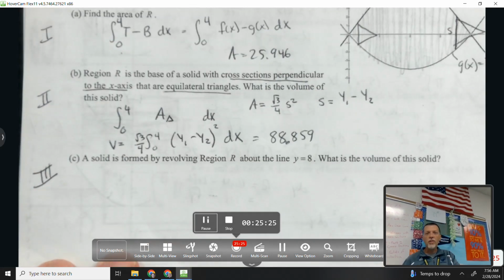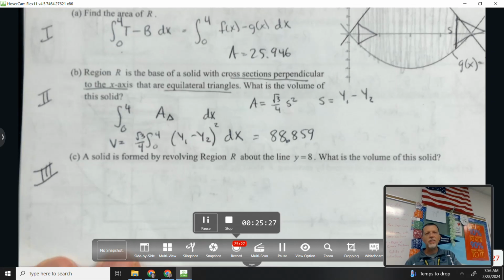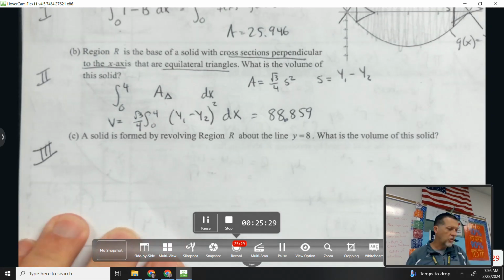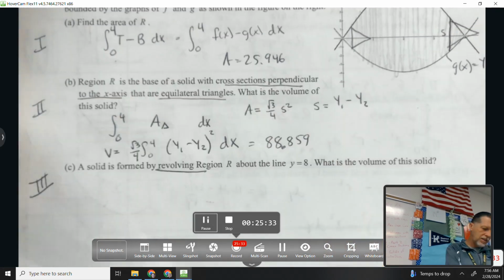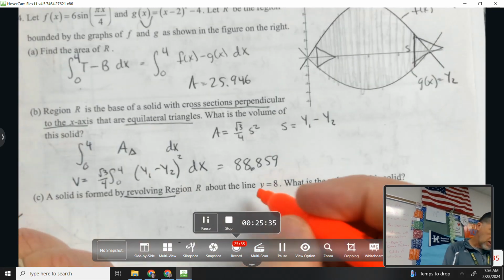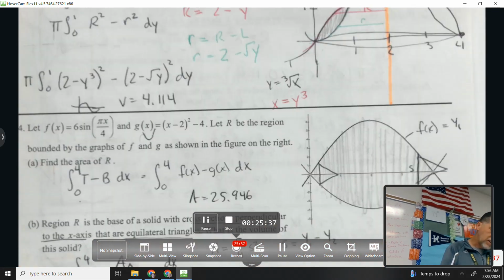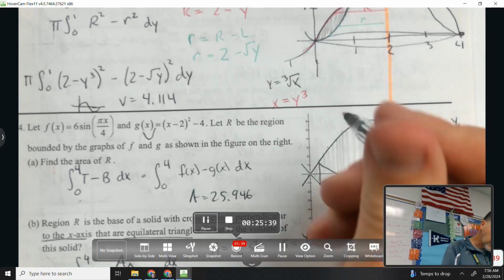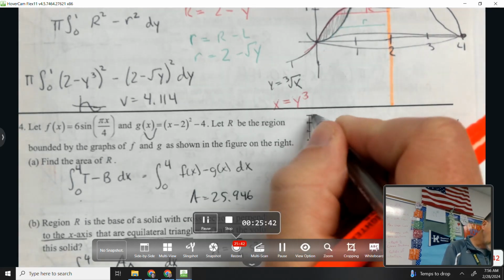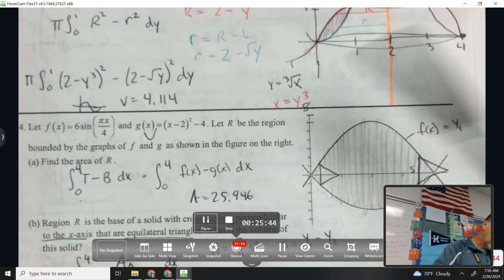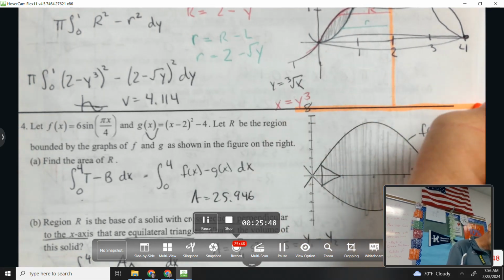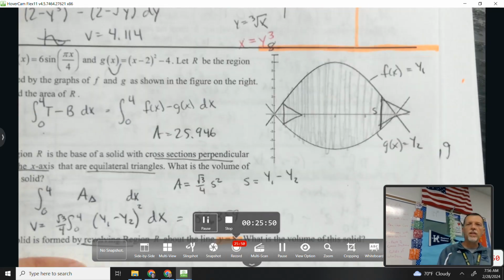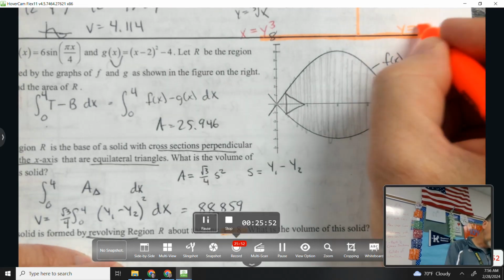So that was the cross-section thing. That was the second thing this unit. And then the third thing this unit is revolving R about y equals 8. It looks like this thing goes up to like 6. So 7, 8. We'll say that line dividing the problems is y equals 8. So we're going to rotate around y equals 8.